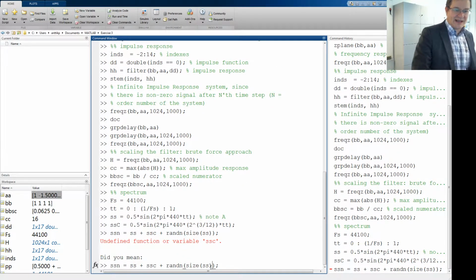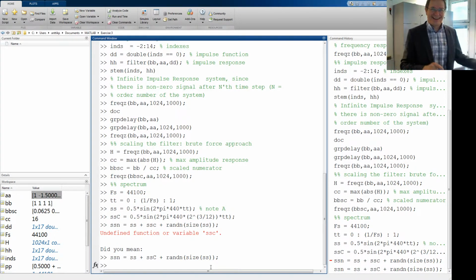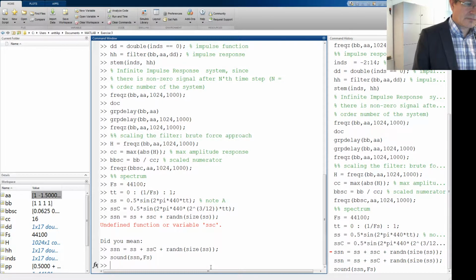Whoa, SS. Okay, good. 440 is pretty close to 500. So, and then how does it sound like? Sound SSN and FS. Hey, you can still hear the tones there. Wow, that was fun. So that's how it sounds like. How about how does it look like?